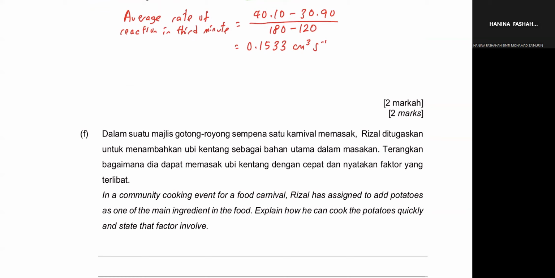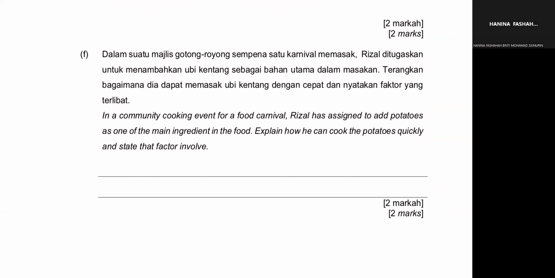F is the live application. So in this case, they're talking about a community cooking event for a food carnival. Live application related to rate of reaction. I'm sure you've seen many, at least some. For example, the potato one, or the charcoal one cut into small pieces, or concentration, or temperature. Now this one is cooking. A cooking event and food carnival has been assigned to add potatoes as one of the main ingredients in the food. Explain how you can cook the potato quickly, then state the factor involved.